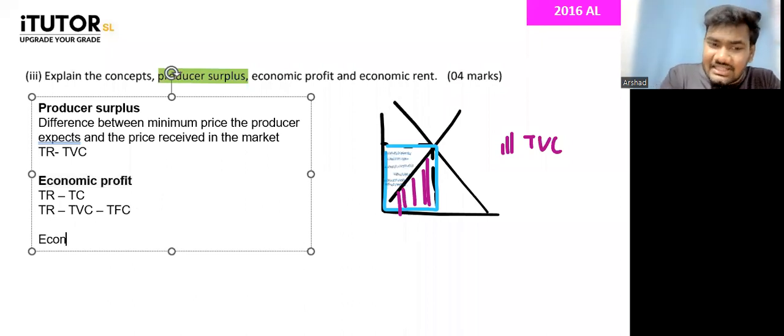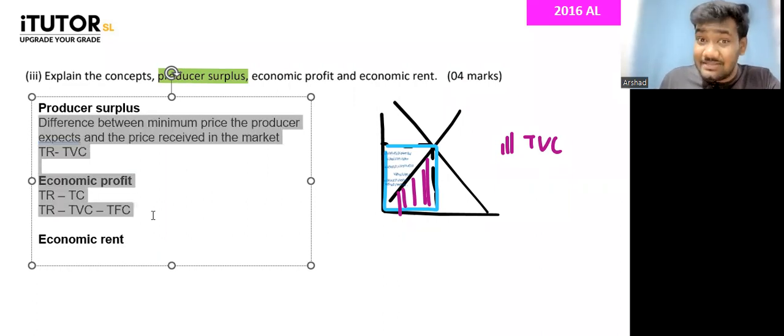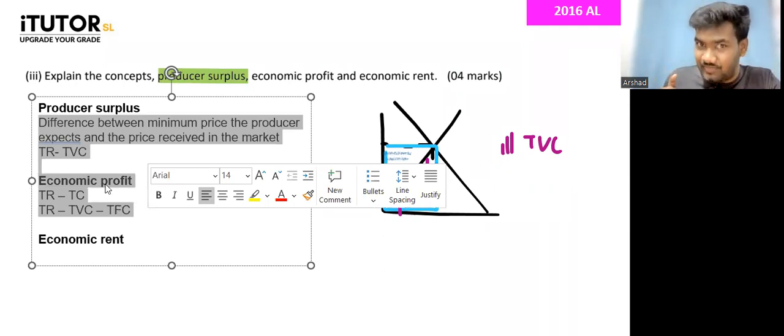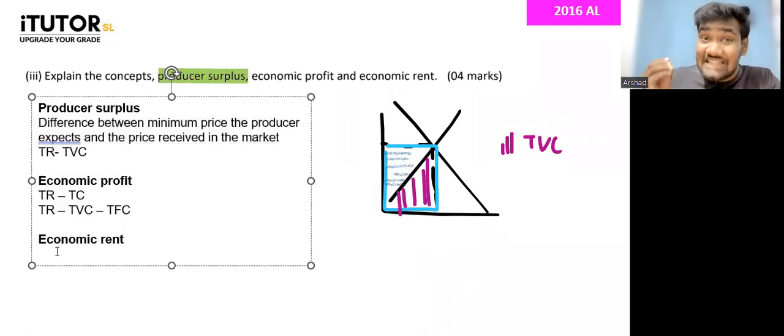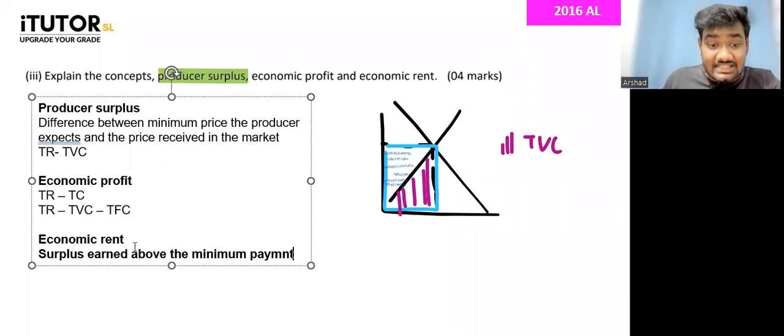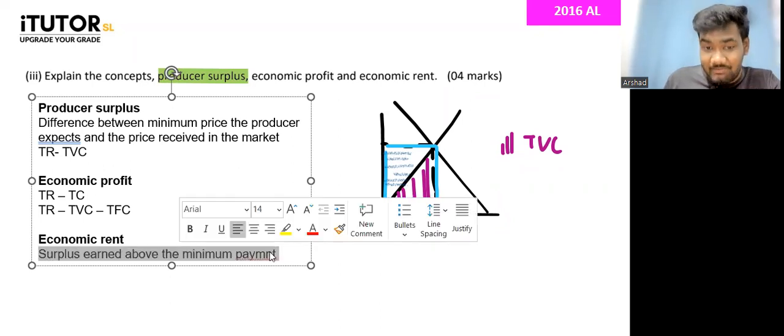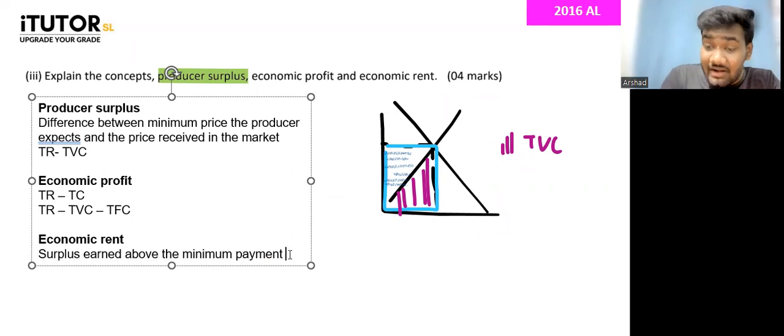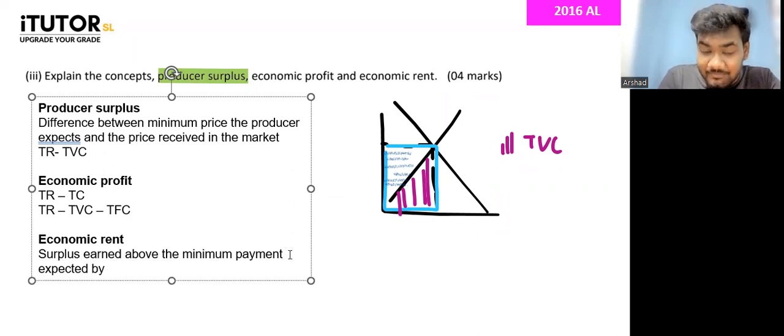And what is economic rent? Economic rent is for a factor of production. Producer surplus and economic profit are for one individual producer, one individual firm. But when you say economic rent, that is for one factor of production. Economic rent is the surplus earned above the minimum payment expected by a factor of production. The minimum payment that a factor of production expects is its opportunity cost.